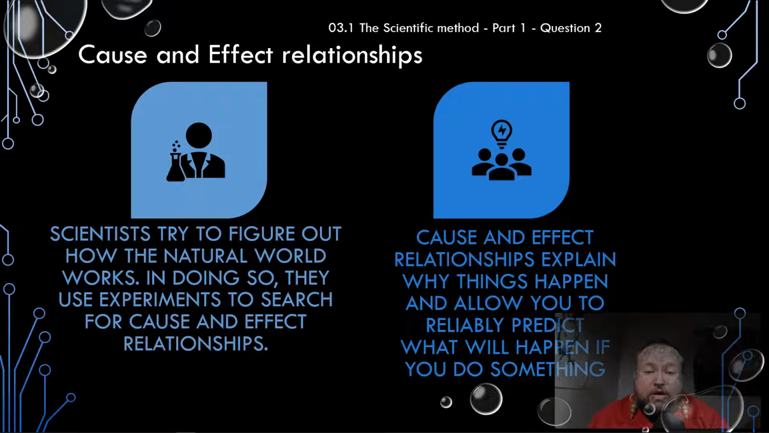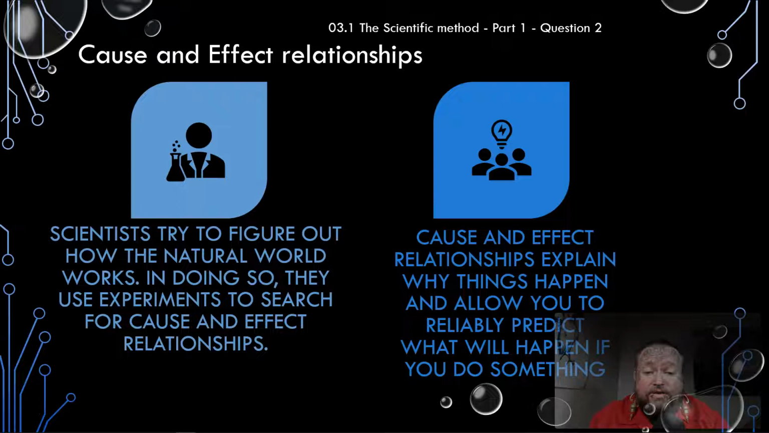So, scientists try to figure out how the natural world works, and in doing so, they use experiments to search for cause and effect relationships. So generally, we're trying to ask a question. We saw that in the previous ones. I want to ask a question, and really built into that question is a cause and effect relationship. And we have to identify, okay, based on our question, what is the cause and what is the effect that we're looking at, and narrow that down and do some research.